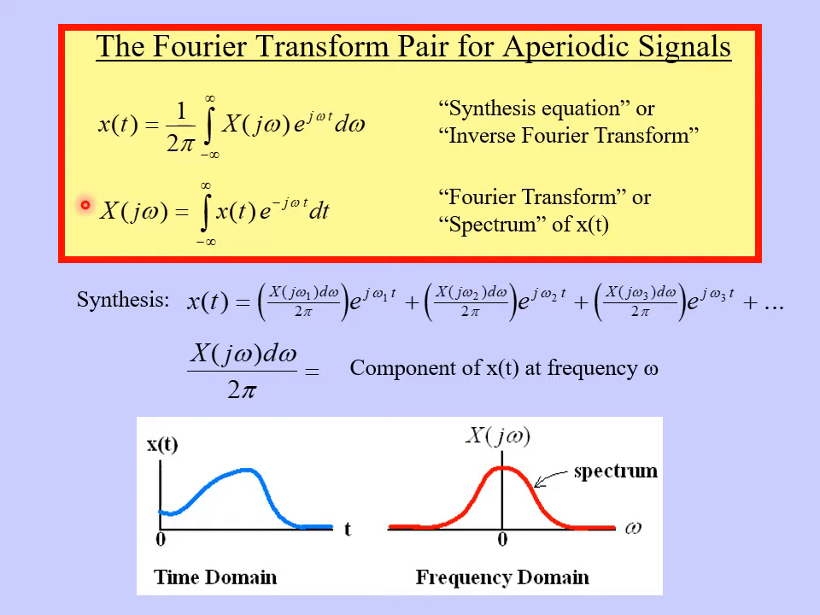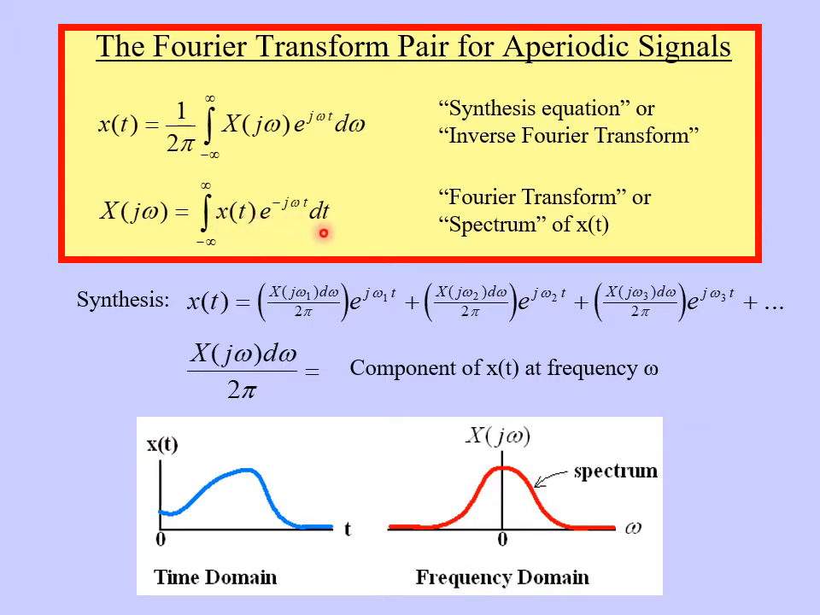Now the other member of this pair, which is really what this chapter is about, is the definition of the Fourier transform, or likewise we can call it the spectrum of any signal x of t. In other words, this equation is like a recipe for how to calculate the Fourier transform for any signal x of t. All we have to do is take x of t, whatever its mathematical form is, and put it inside this integral and compute this integral.